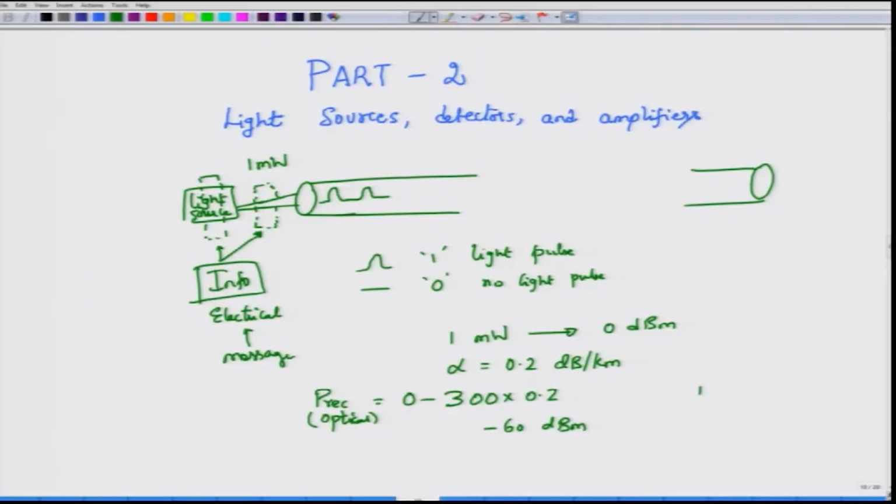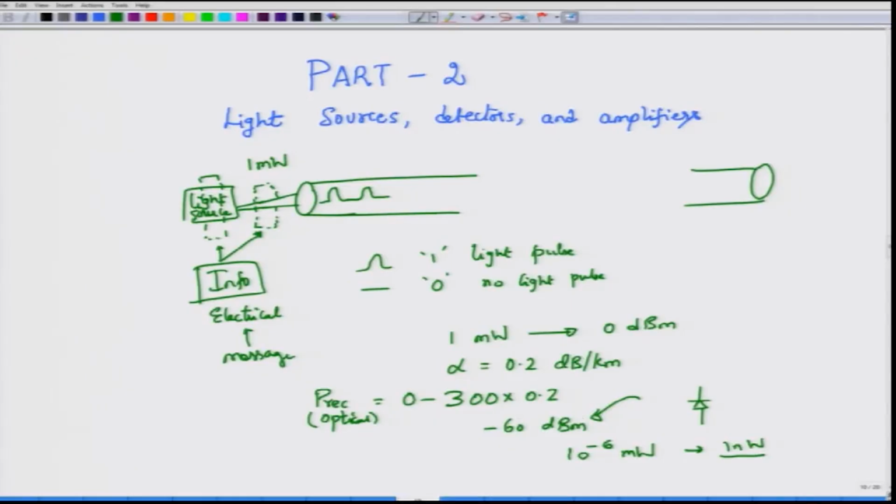Now, most photodetectors would not be able to sense this very small amount of optical power. How small is minus 60 dBm? Minus 60 dBm is actually 10 to the power minus 6 milliwatt. Equivalently, this is about 1 nanowatt. Most detectors without any additional support cannot detect this amount of power. It is actually a very low power for the photodetector to directly detect the optical signal.